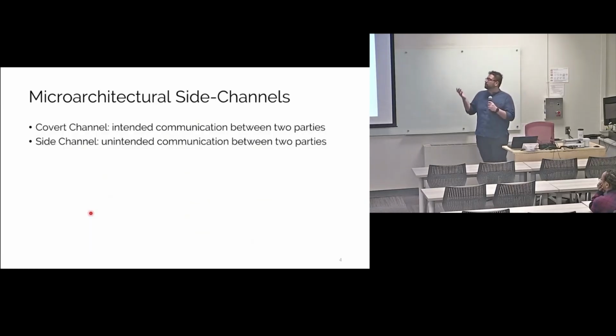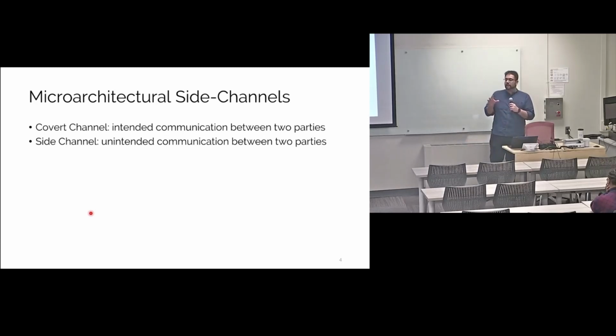These give rise to microarchitectural side channels. Before we get into it, a very simple clarification: covert channels are intended communication between two parties, where you want two programs to communicate. A side channel is when there is unintended communication. There is one program which is just operating on its own, and by virtue of its hardware utilization, it is leaking some data, and you're able to understand this.